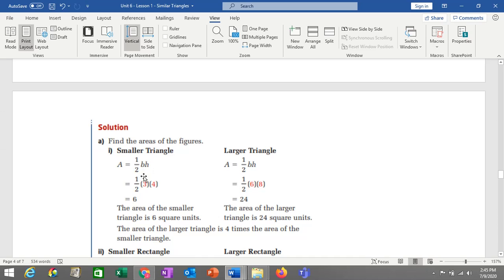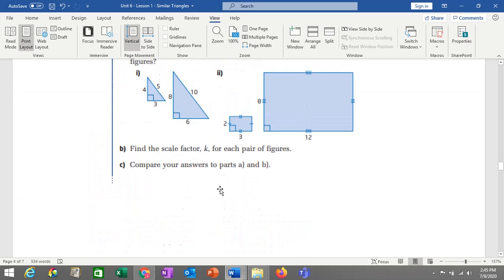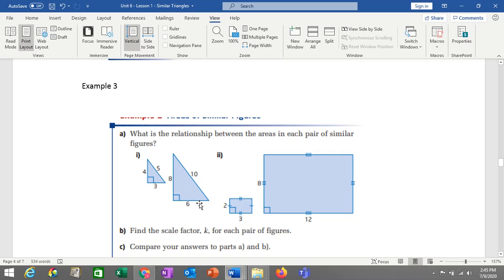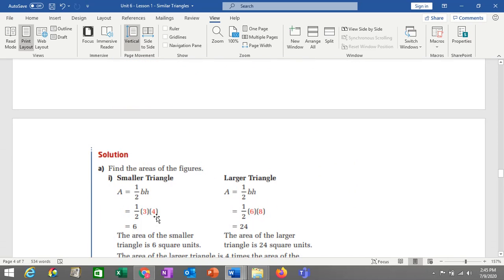Okay, so we can find the areas of the figures. Remember that the area of a triangle is half of base times height, so you just sub in some numbers because they give you those. They tell you these are similar, but again, you can check if you wanted to, right? See, they have a scale factor of 2 here. So it turns out if you calculate the area for the first one, you get 6. If you calculate the area for the second one, you get 4.